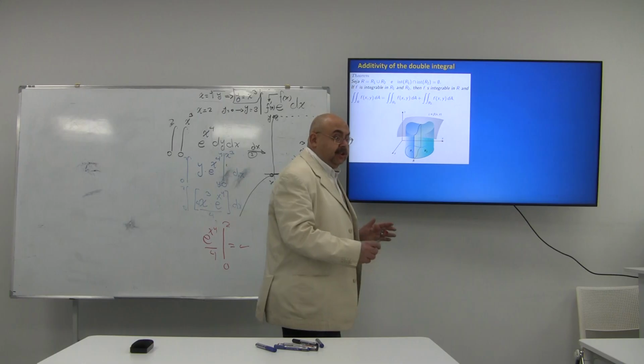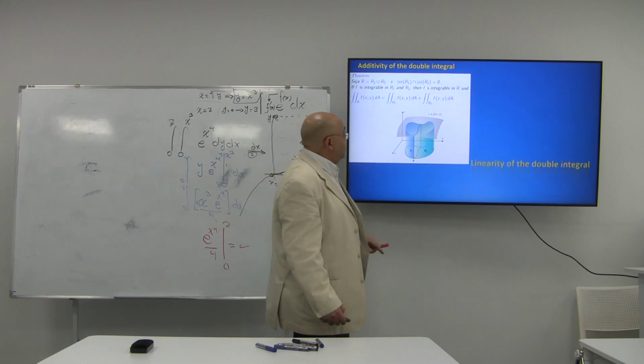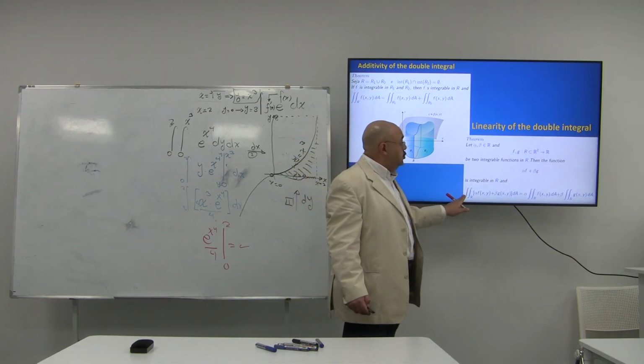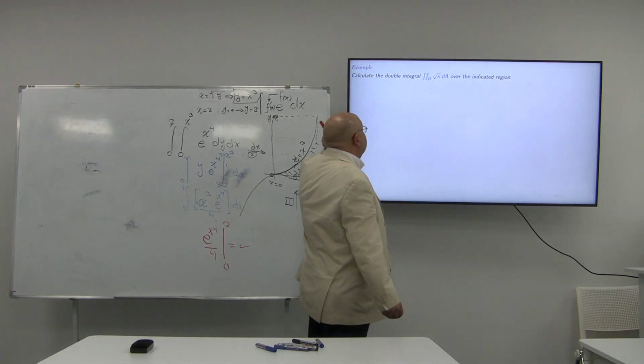Okay. This is additivity. Of course, double integration is an integration in general, so it satisfies the additivity property. The linearity property is also applied for double integration, and we really saw all of this.